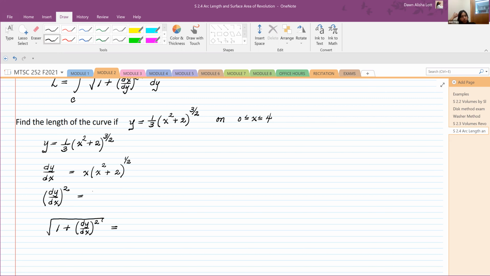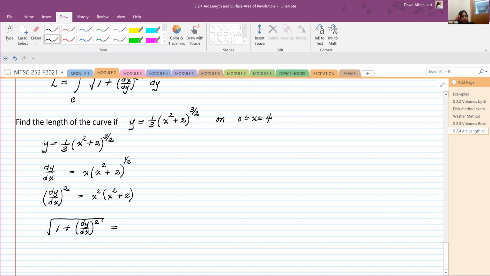Would it be x squared, parentheses, x squared plus 2? No. 3/2? Okay, we're raising it, so when we square it, we're raising it to the second power. So the 2 and the 1/2 are going to divide out. So we're just going to get that.